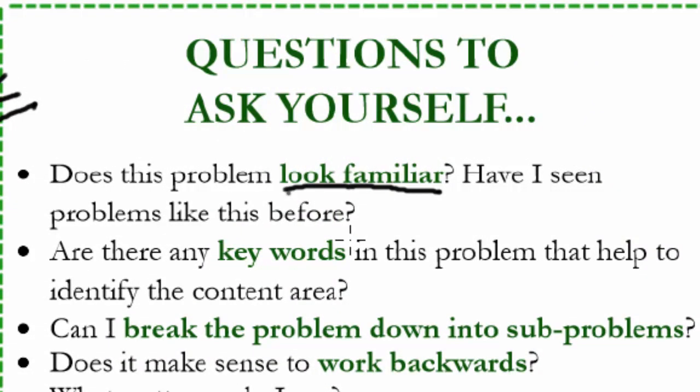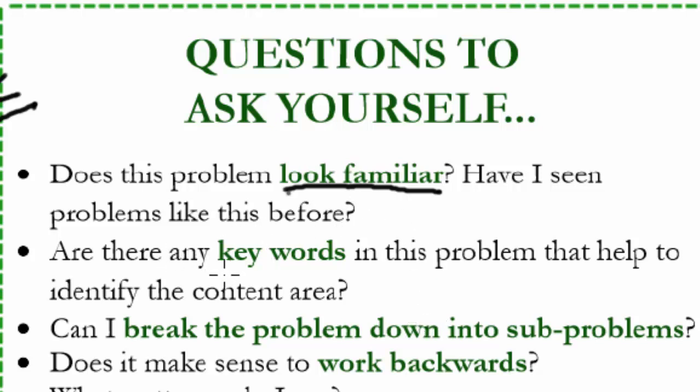Oftentimes, if you're able to figure out what type of problem it is, then you can say, wait a minute, I do have some strategies, right? If I read a problem and I say, oh, I think this is about a linear relationship, I can think, I know if I have linear relationships, I can find the slope or I can find the y-intercept, right? So once you identify the content area, oftentimes you're able to identify some possible solution strategies.